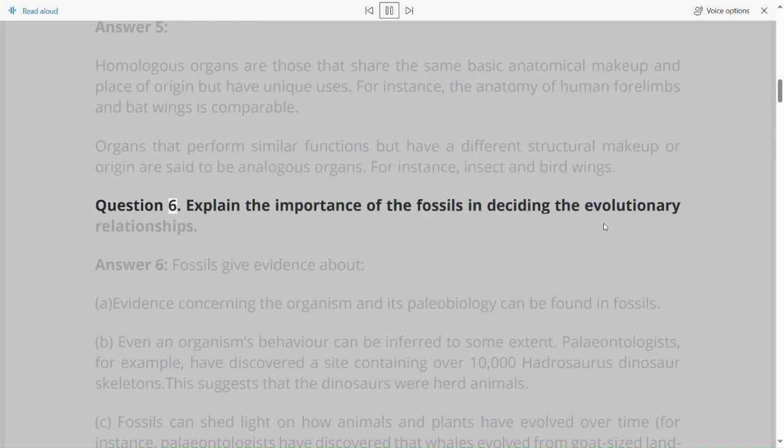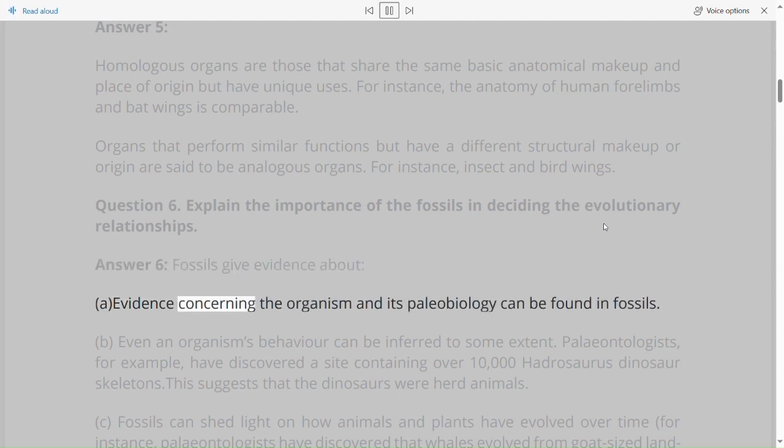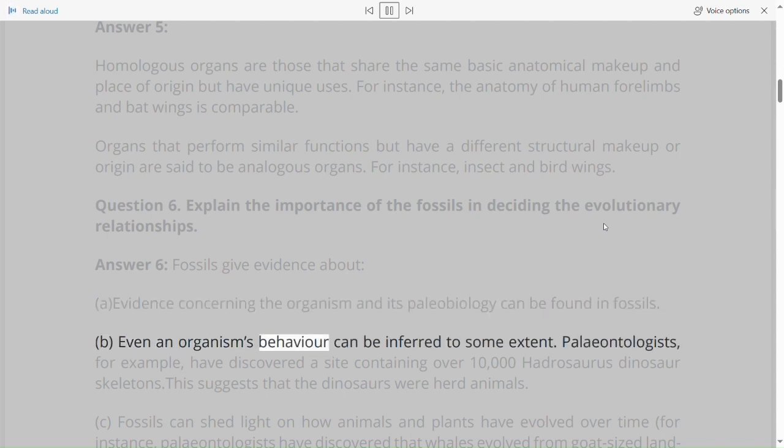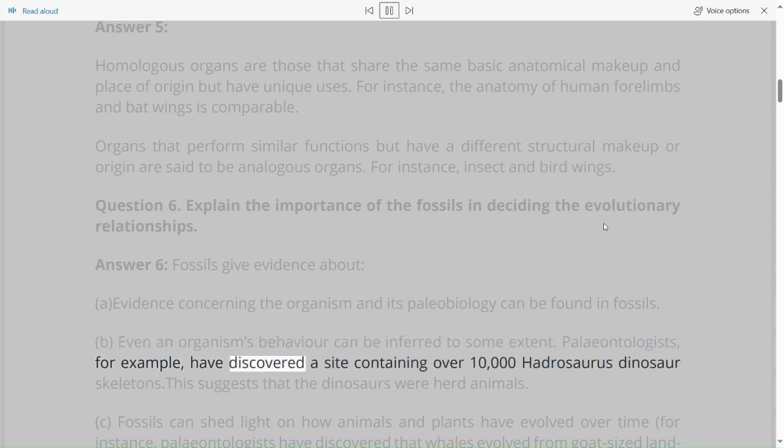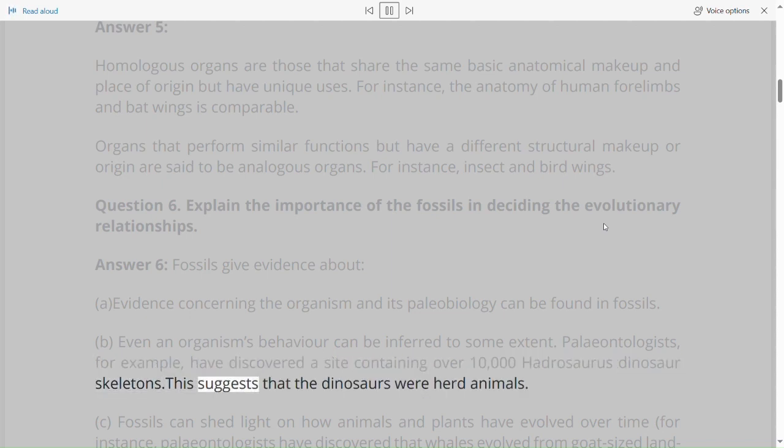Question 6. Explain the importance of fossils in deciding the evolutionary relationships. Answer 6. Fossils give evidence about: A. Evidence concerning the organism and its paleobiology can be found in fossils. B. Even an organism's behavior can be inferred to some extent. Paleontologists, for example, have discovered a site containing over 10,000 Hadrosaurus dinosaur skeletons. This suggests that the dinosaurs were herd animals.